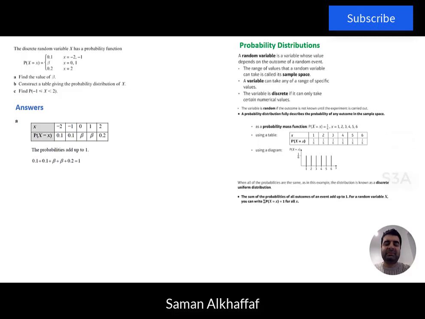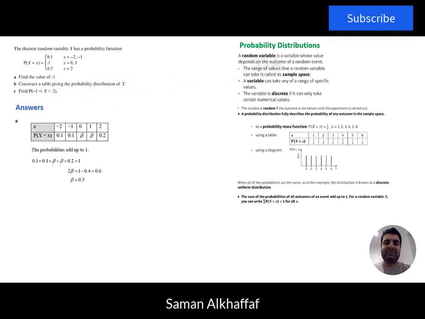So that would give us 0.1 plus 0.1 plus beta plus beta plus 0.2 equal 1. That would give us 2 beta, and we have 0.2 plus 0.2, which is 0.4, so we move it to the right hand side. That would give us 1 take away 0.4, so 2 beta equal 0.6. In this scenario, the value of beta will be 0.3. So this is our answer for part A.